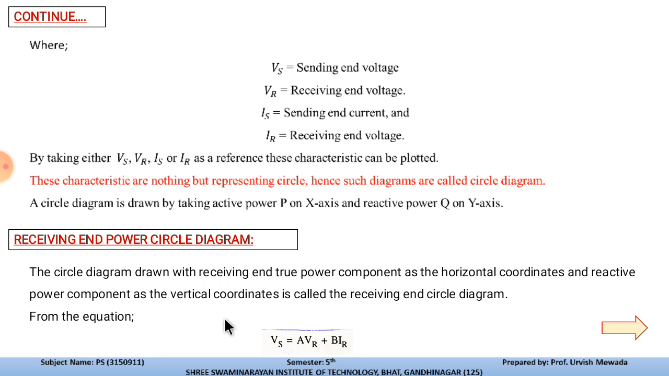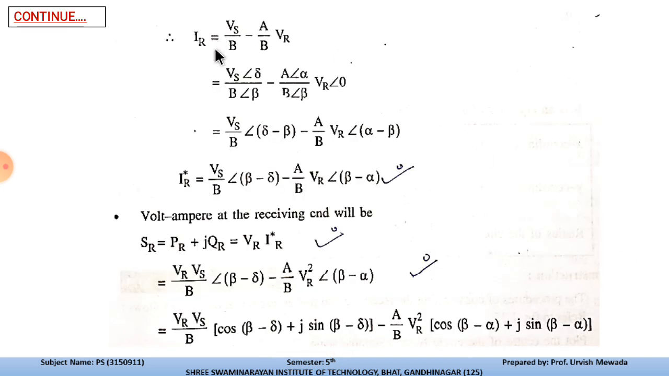So from the equation Vs is equal to A into Vr plus B into IR, if we make IR the subject, it becomes IR equals Vs by B minus A by B into Vr.